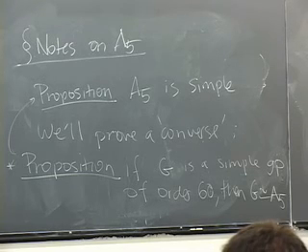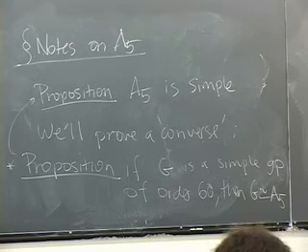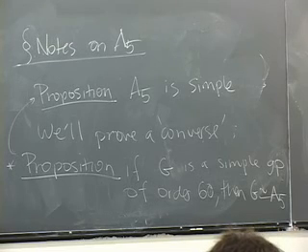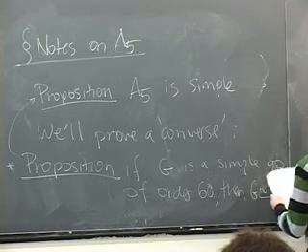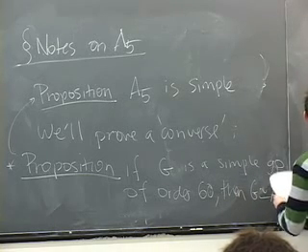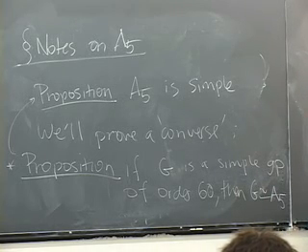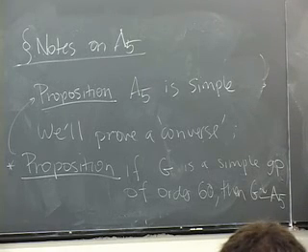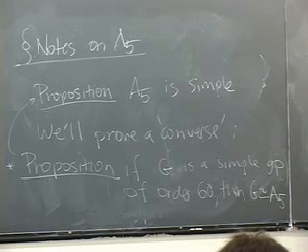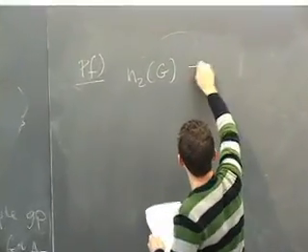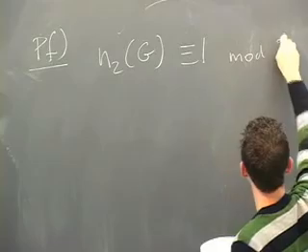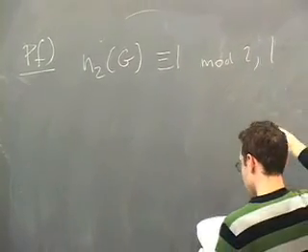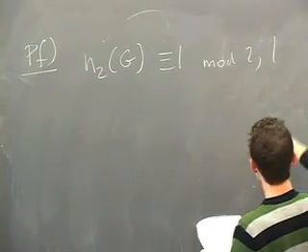But this is just an application of the sorts of things I've talked about so far. So let's start proving the thing. Proof. Well, a couple of things are obviously potentially useful. The first one is that n2 of G is congruent to 1 mod 2 and divides 30.